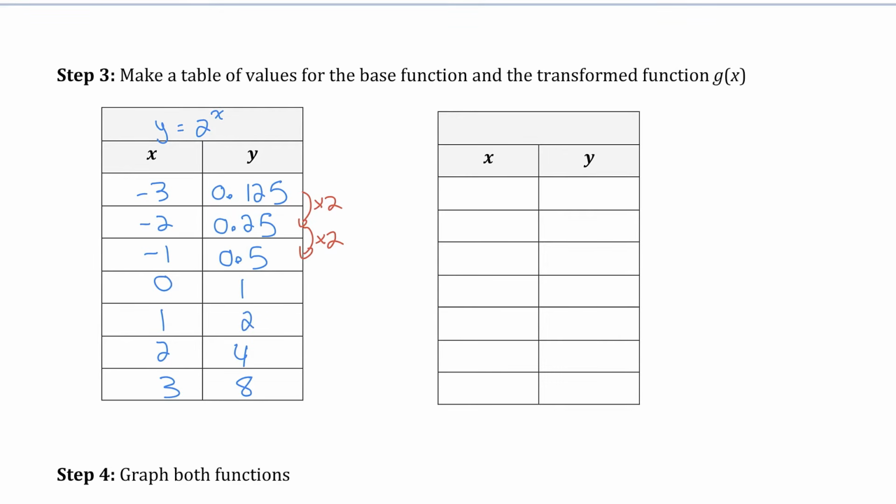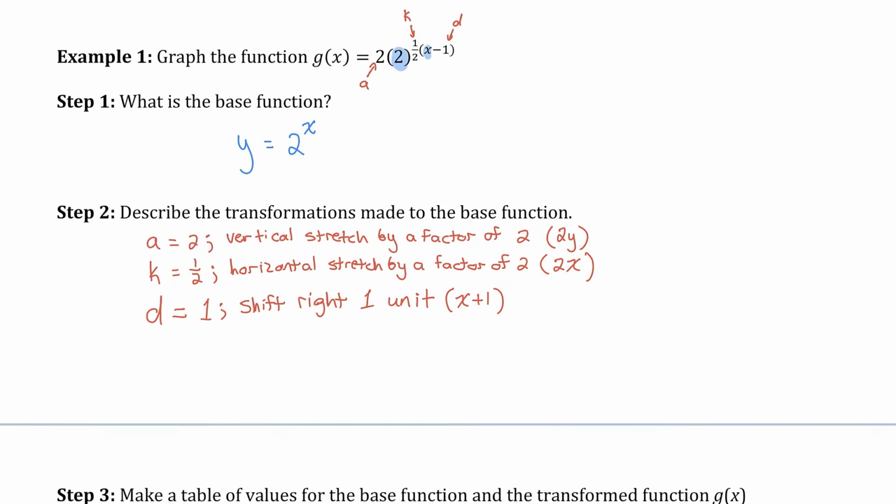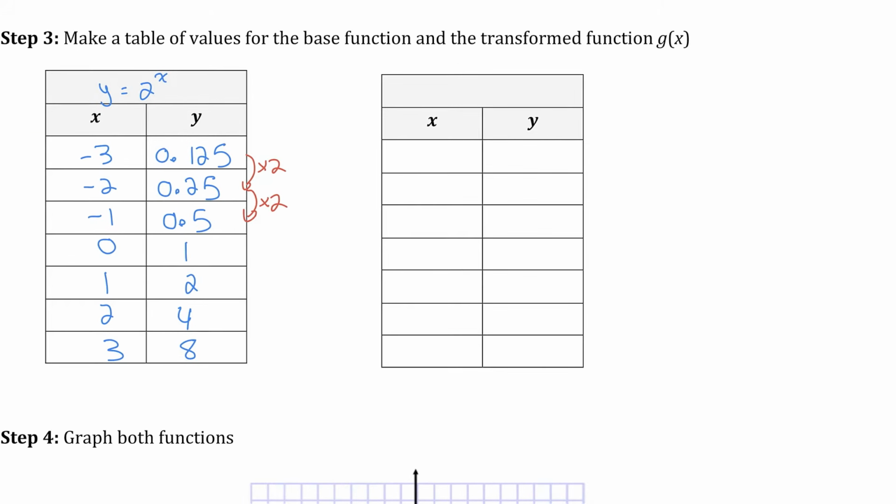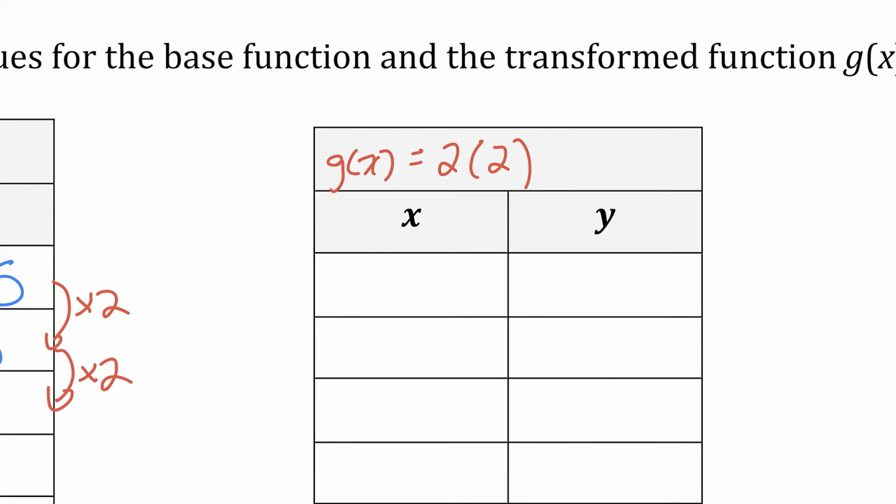I need to now apply the transformations that we wrote down in step 2, apply those transformations to the 2 to the x function. And then that will give us the graph of g of x. And g of x was equal to 2 times 2, let me zoom in a bit, to the power of a half times x minus 1. So to the x value, we said we were going to have to double it and add 1. And to the y value, we said we just had to double the y values.